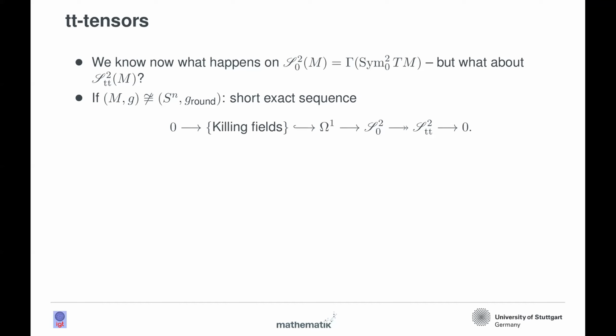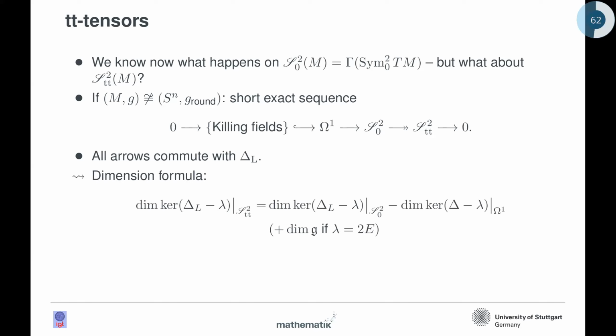So we have a short exact sequence, and here, curiously, we have the Killing fields appearing, the space of Killing fields. And the sequence is nice because every arrow here in the homogeneous case is G invariant and also commutes with the Lichnerowicz Laplacian. So it descends to a sequence on the eigenspaces of the Lichnerowicz Laplacian. So what we obtain is a dimension formula. If we want to know how many tt eigentensors there are to some eigenvalue lambda, then we just have to compute its multiplicity on traceless symmetric 2 tensors and 1 forms. And in one case, this comes from the Killing fields, we have to add the dimension of G.